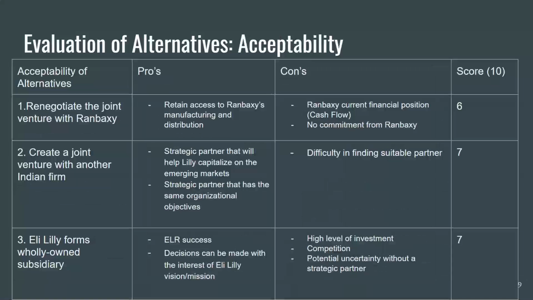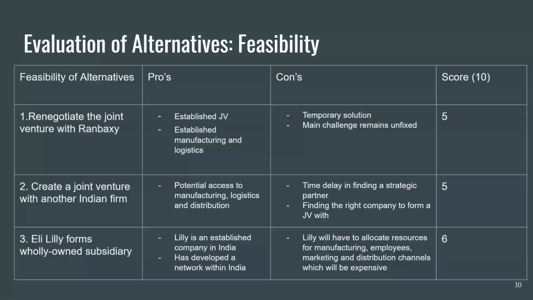The feasibility of each alternative focuses on two key questions. One, do the resources and capabilities currently exist? And if not, can they be obtained? By renegotiating the current joint venture, Lilly can utilize the existing manufacturing and logistics support that are offered by Ranbaxy and continue expanding their foothold in India and taking advantage of opportunities presented in India, such as clinical testing, patent protection, and high population of the middle class.